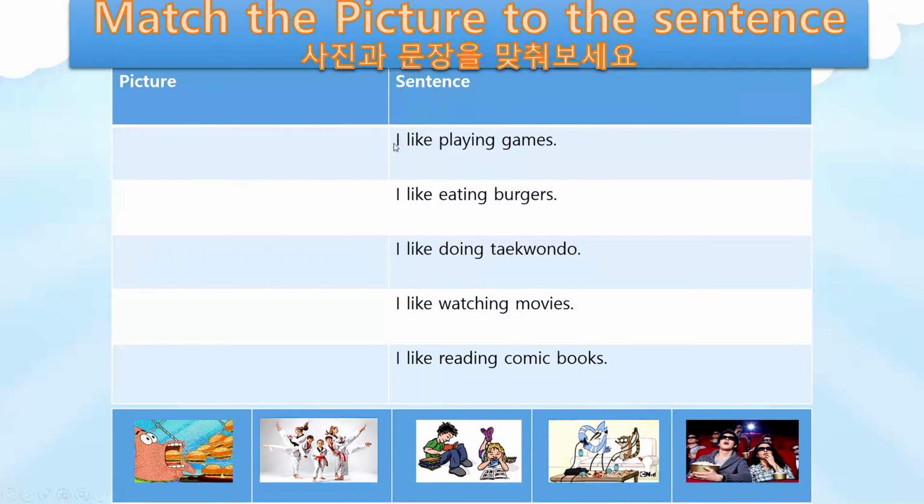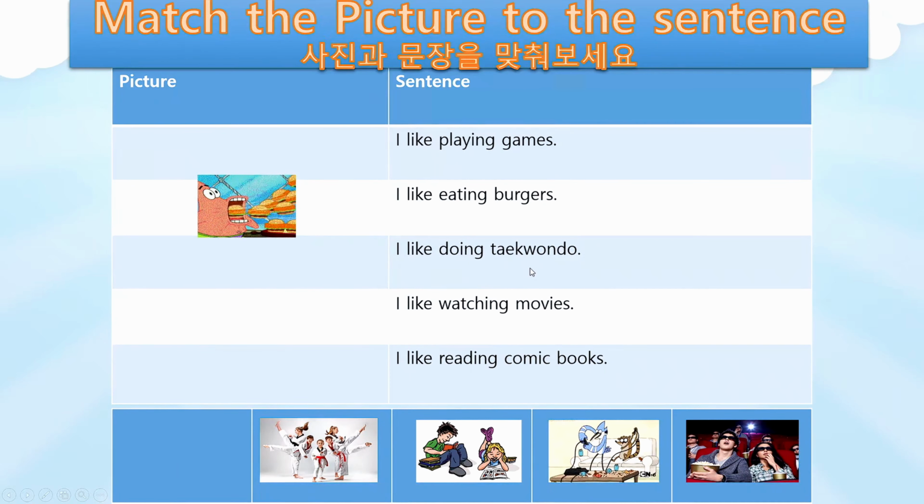Okay, so let's read the first one. I like playing games. Correct? Incorrect. Nope, not correct. Incorrect. Okay, let's think of this next one. I like eating hamburgers. Oh, wait. Yes. Correct. Patrick, please go there. Here, please. Go here. Good, Patrick.